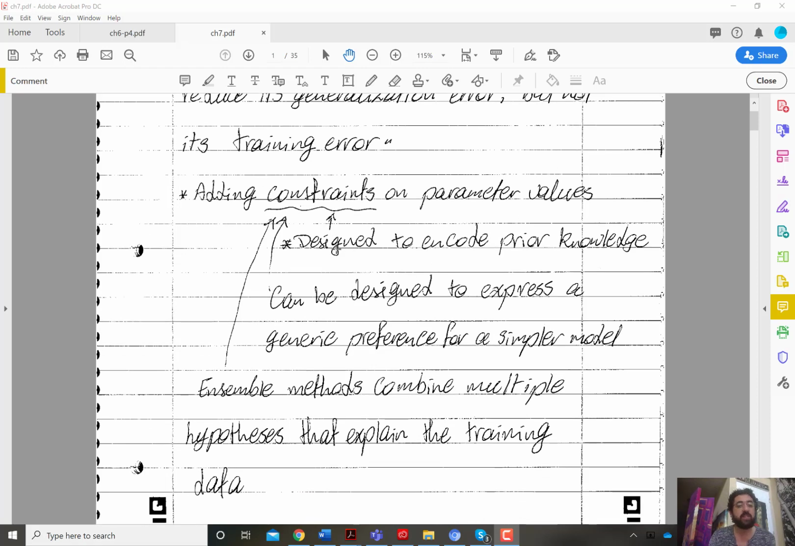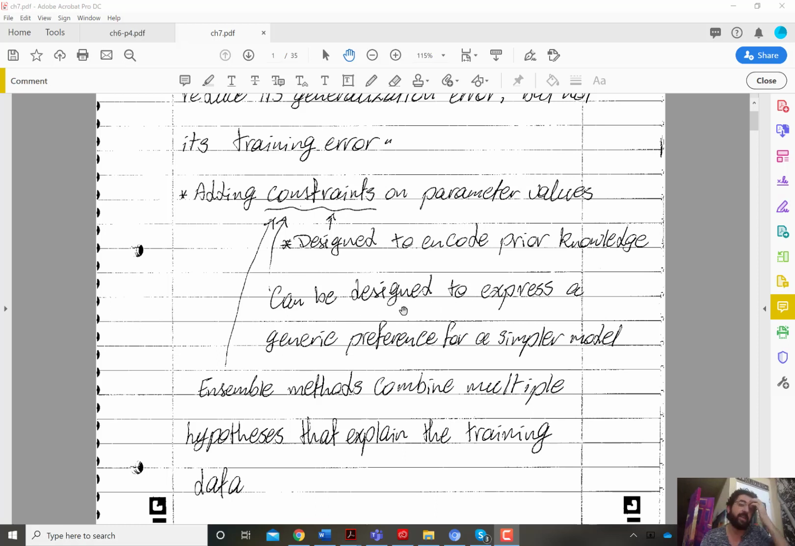Now, these constraints are designed to encode prior knowledge, prior belief about the system, right? In the sun rising example, my belief is that what's been happening for 10 million years or even more will be happening in the future, right? So that's a constraint on the hypothesis that eliminates that second complex hypothesis that we talked about. And this constraint encodes prior knowledge or prior belief about the solution.